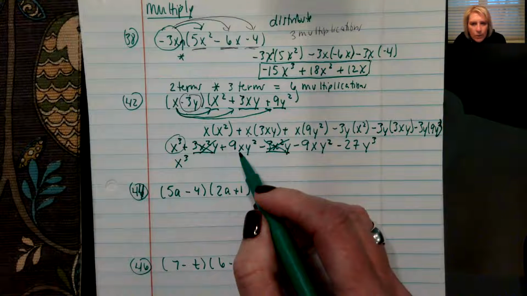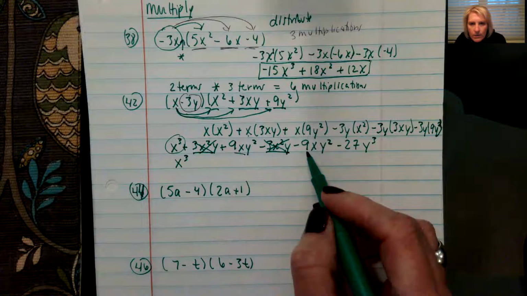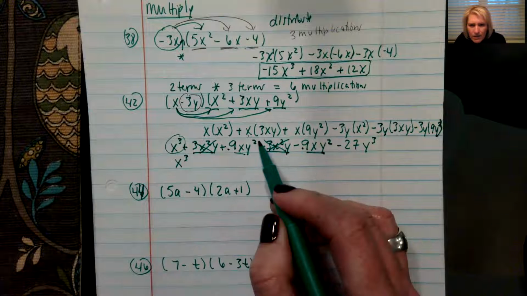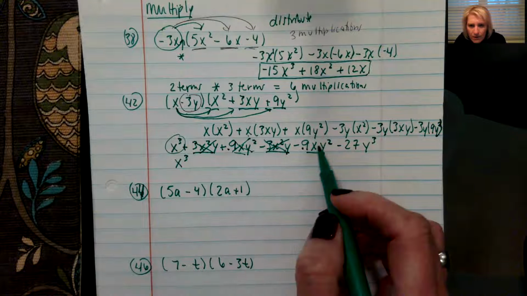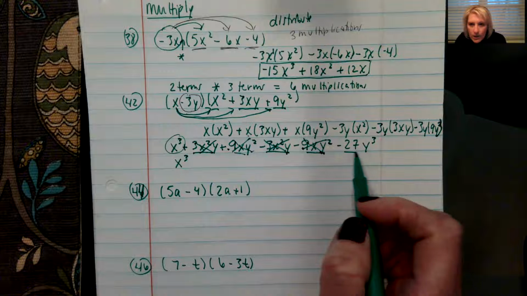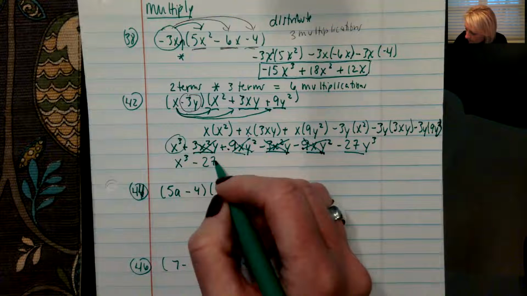And then we have this xy squared. Okay. And then there's another xy squared, but that's a positive 9 and a negative 9. And it looks like those cancel out. This is nice and easy. And then we're left with this y cubed, which doesn't have anything to combine with. So we just write minus 27y cubed.